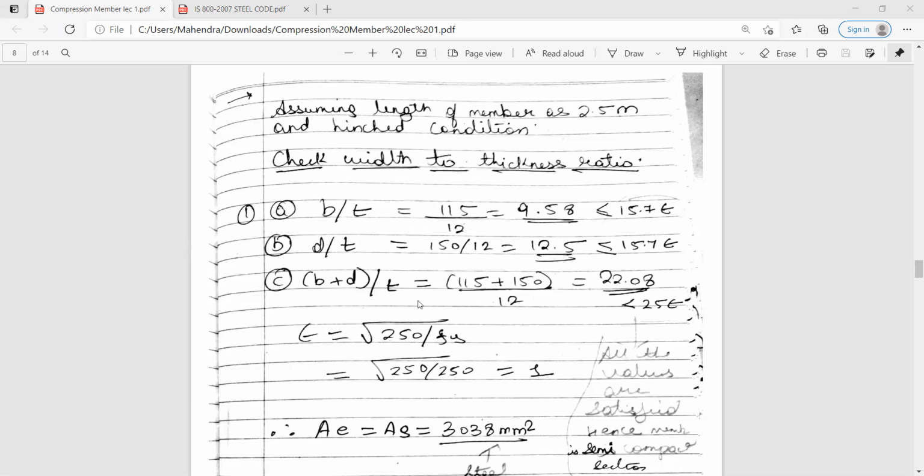Then the next check is b plus d by t. b is 115, d is 150, t is 12. The value comes up to be 22.08. It is less than 25 epsilon. So here all the values are satisfied, and your member is semi-compact in section. If all values are satisfied, then your member is semi-compact. So solve up till here, and if anyone has any query, you can ask.